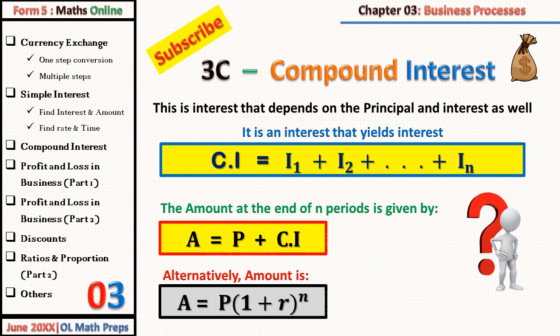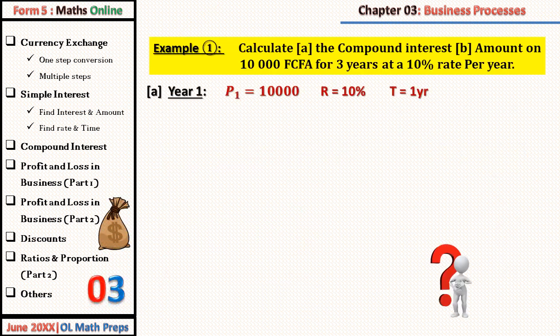Let's take some examples. Calculate the compound interest and the amount on 10,000 francs for 3 years at 10% per year. So for compound interest, we go year by year. At the beginning of the first year, the principal P1 is 10,000. The rate remains constant, so the rate is 10%, and we are working with each year. That means we work year by year, so the time is always 1 year.